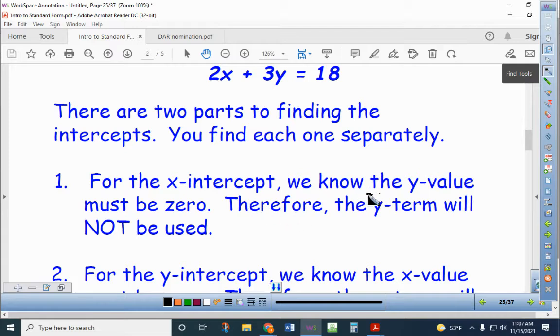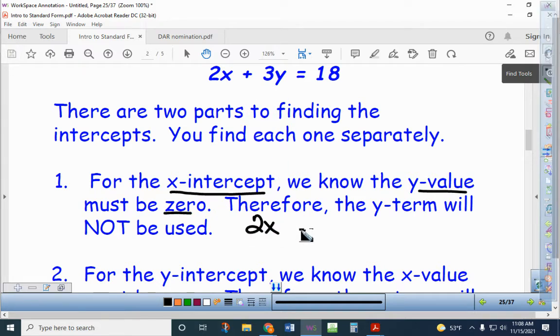If we know that we're looking for the x-intercept and that the y value is 0, if we take our formula here, 2x plus 3, and put in our 0, because we know the y value is 0, equals 18, then this y term actually cancels out because anything times 0 is just 0. So you get the equation 2x equals 18. And then you're going to solve that in just a few minutes.